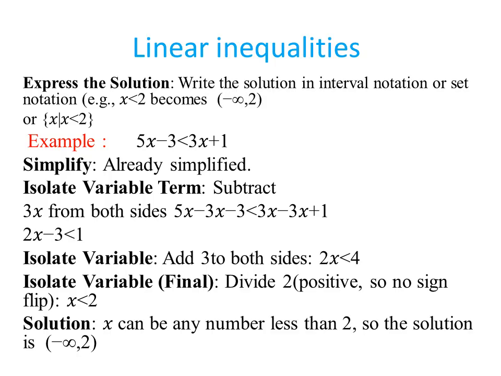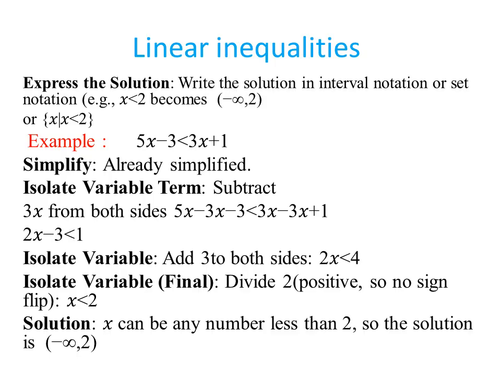For example, 5x minus 3 less than 3x plus 1. The question is already simplified, so we isolate the variable term. Subtract 3x from both sides, so we get 5x minus 3x minus 3 less than 3x minus 3x plus 1. It becomes 2x minus 3 less than 1. Add 3 to both sides, we get 2x less than 4.